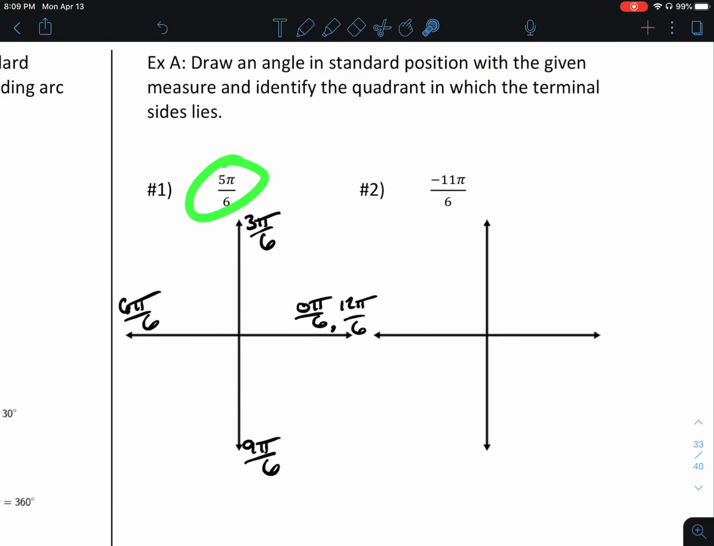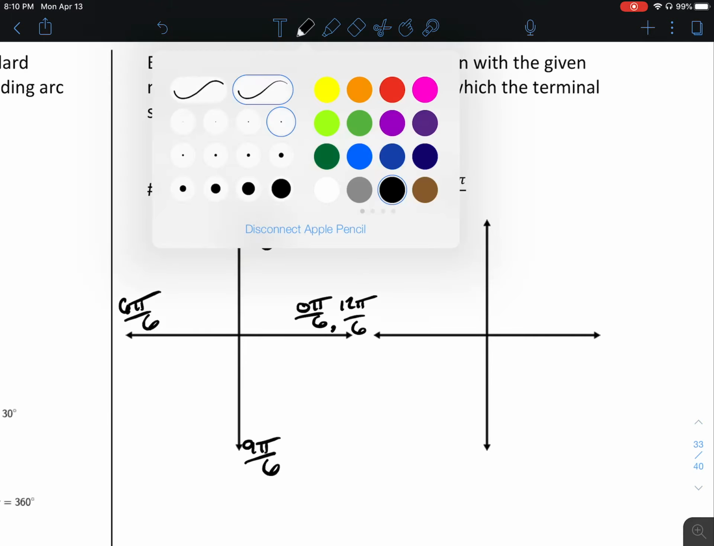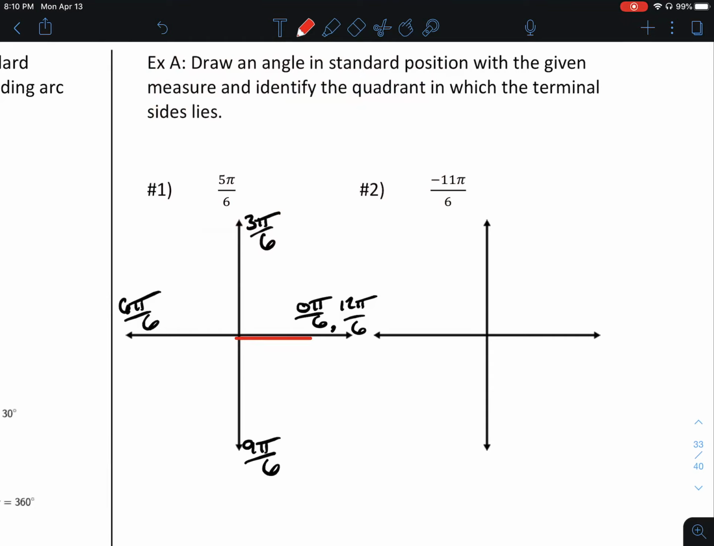5 pi over 6 falls between which two fractions? Well, it falls between 3 pi over 6 and 6 pi over 6. Probably should use a different color. So in standard position, this is the angle that we are trying to draw.